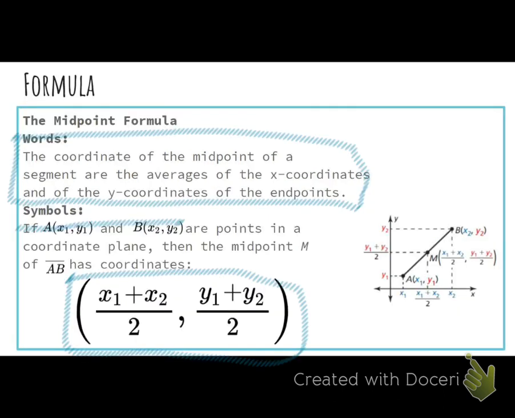Midpoint formula. The words that go with it are: the coordinate of the midpoint of the segment are the averages of the x coordinates and the averages of the y coordinates of the endpoints. The symbols for it are x1 plus x2 divided by 2, y1 plus y2 divided by 2. Remember that it's x and then y.